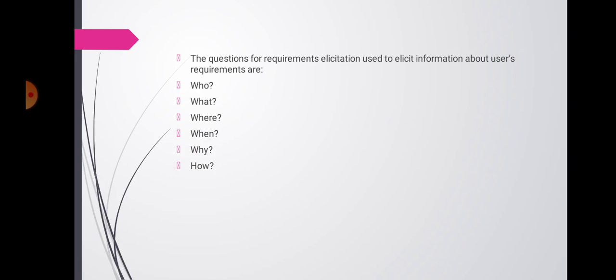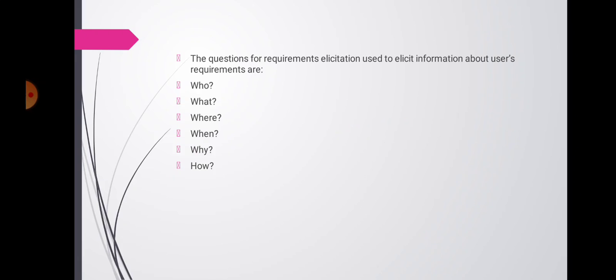The questions of requirement elicitation used to elicit information about users' requirements are who, what, where, when, why, and how. Who: to know about the organizational unit, type of job or client to which the requirements relate. What: to know about the tasks that need to be performed, that is, functional requirements. Where: to know about the types of machines, for example client, server, etc., on which the processing is required to be done.